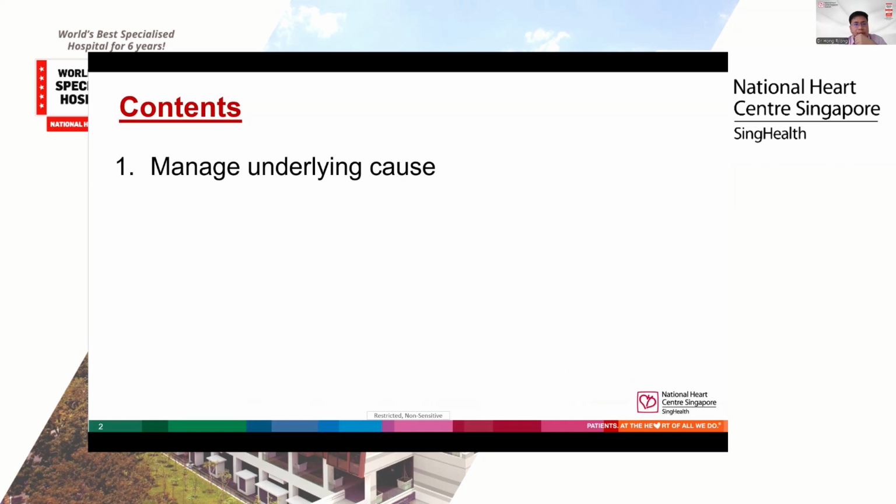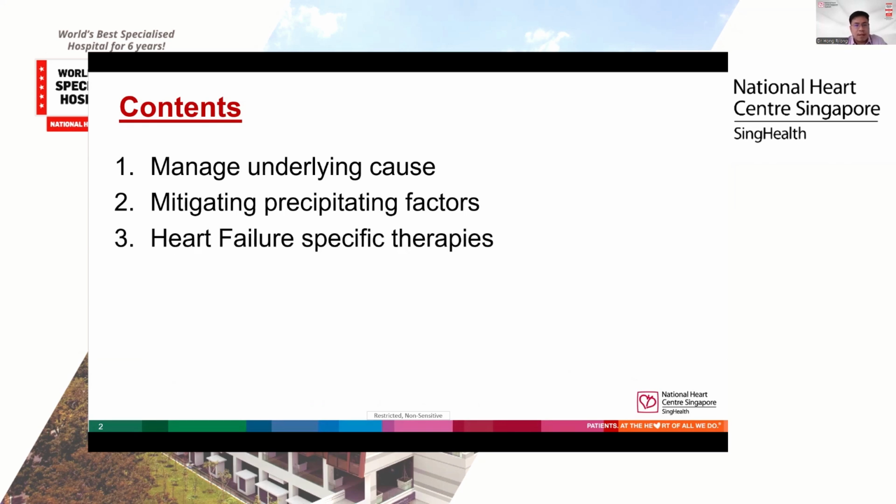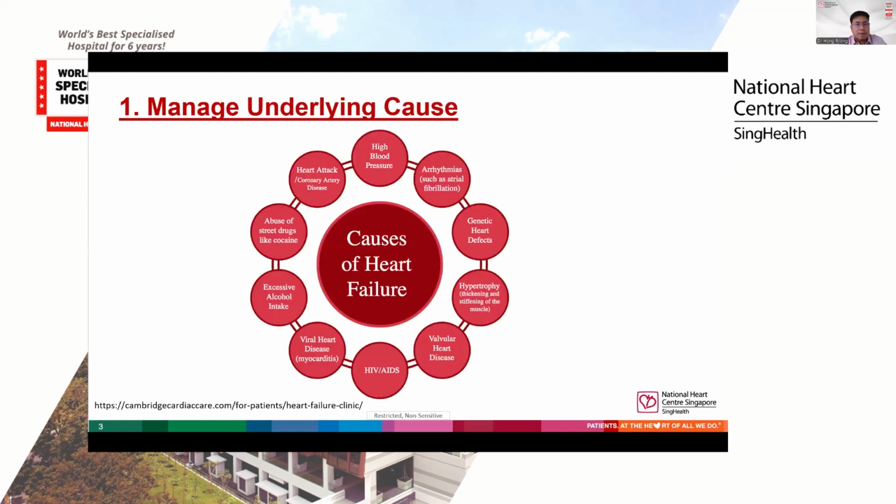Today, I'll be covering the four main contents. One, managing the underlying cause of heart failure. Number two, mitigating precipitating factors. Number three, heart failure specific therapies. And then finally, a little bit about advanced therapies.